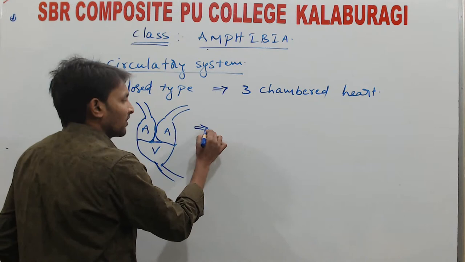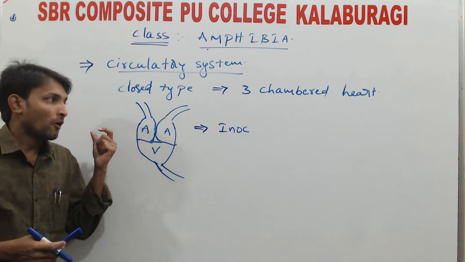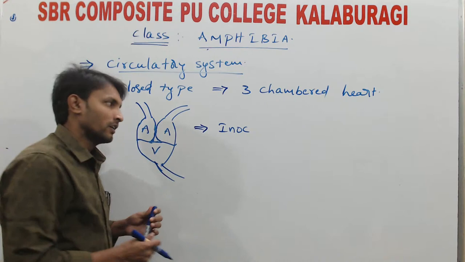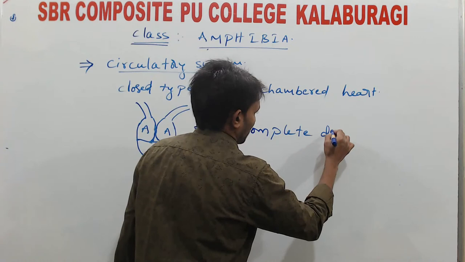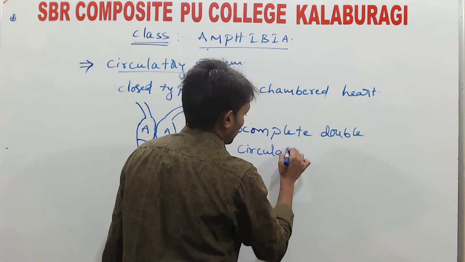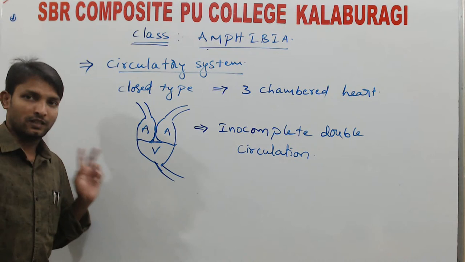Later, in the class Mammalia, you can understand what is complete double circulation and what is incomplete double circulation. So don't be in a hurry. Here you have to remember the three chambered heart, two auricles and one ventricle. That is the major point you have to remember clearly.